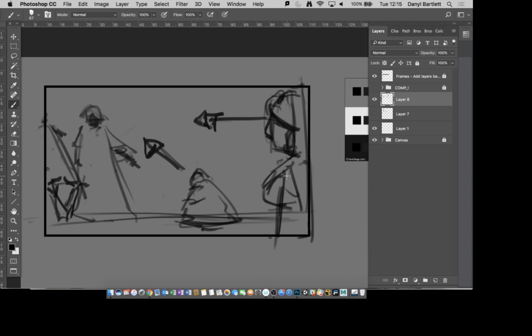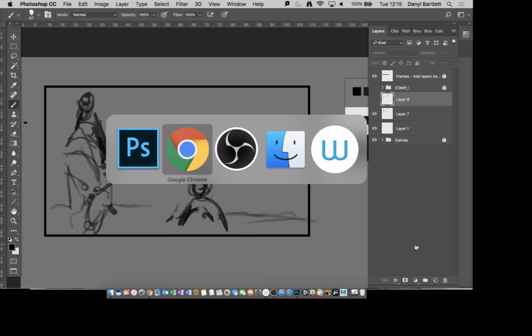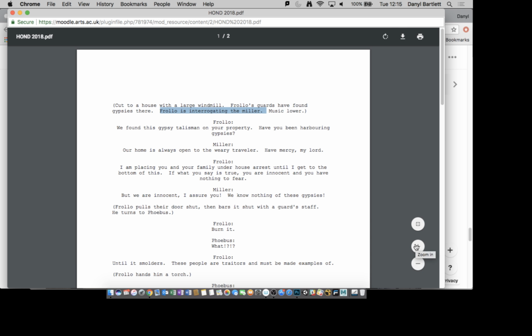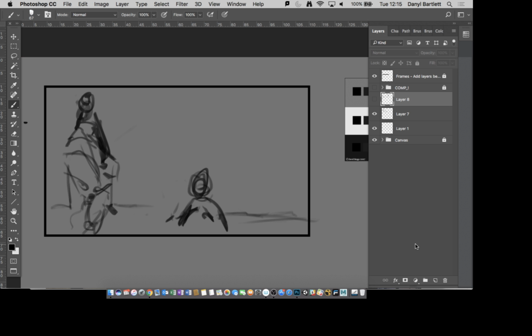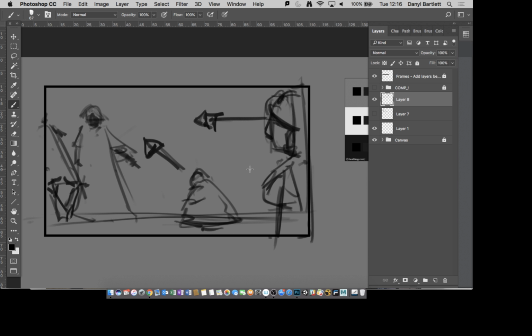But what I would like you guys to do is pick one. So either a 2-character setup. So we're just going back, we are focusing on that specific line. Frollo is interrogating the miller. That specific line. Pick one of these. A 2-character setup where it is just Frollo and the miller. You don't have to follow that. You don't have to put him on a horse. You can make him stand. I just thought the horse thing was kind of interesting. So Frollo and the miller, or Frollo and the miller and Phoebus, a 3-character setup.